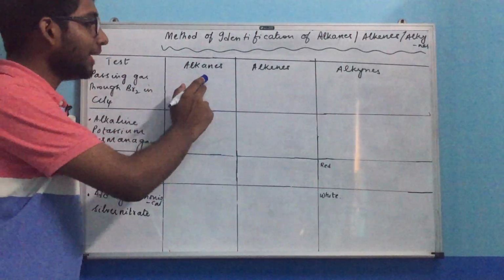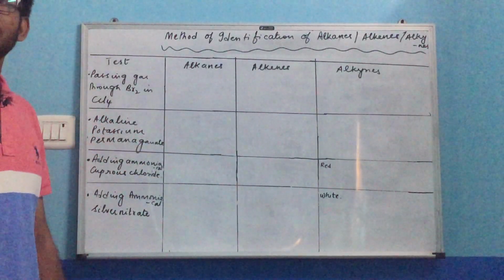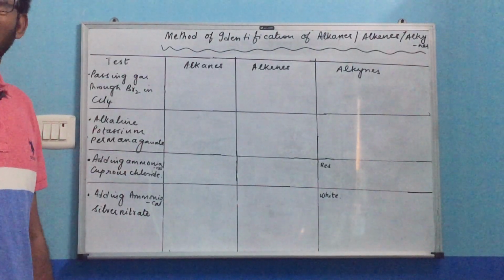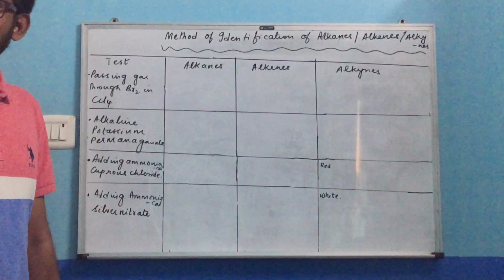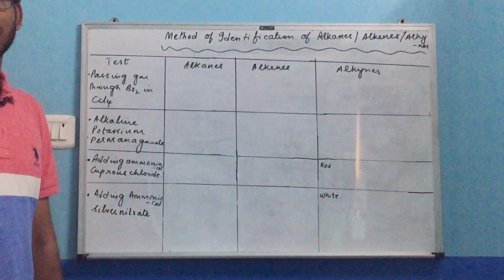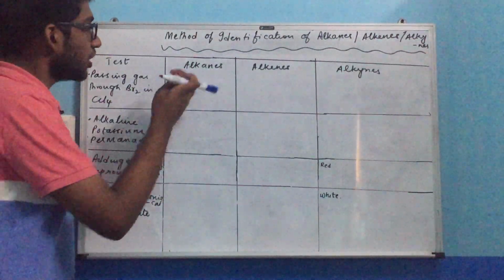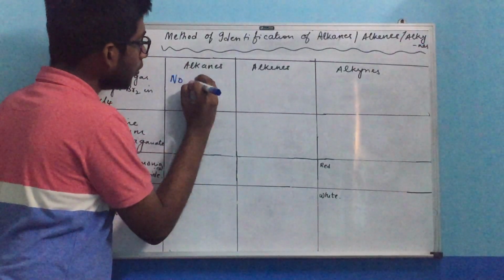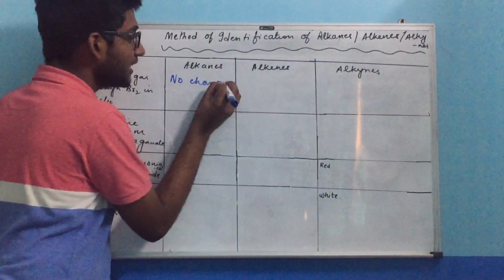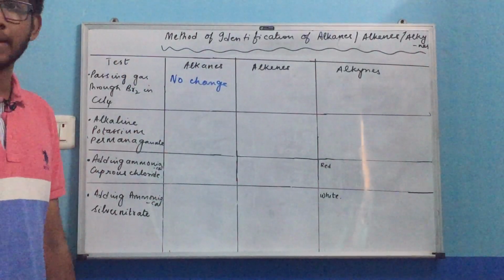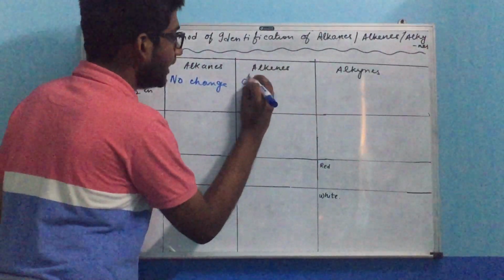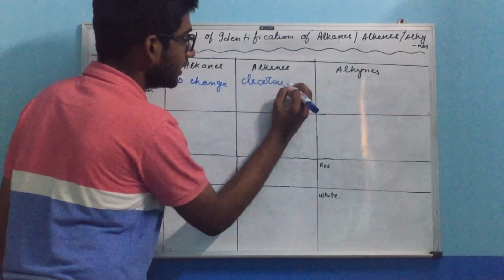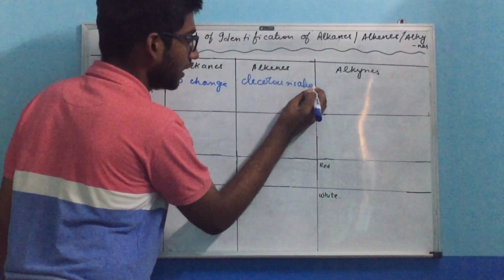When you pass an alkane, alkene and alkyne, you will have a few observations. Alkanes are already highly saturated in nature, so they cannot undergo addition reaction, they can undergo only substitution reaction. Because of this there will be no change. That means decolorization does not occur in the case of an alkane. While when you take alkene and alkyne, decolorization occurs.